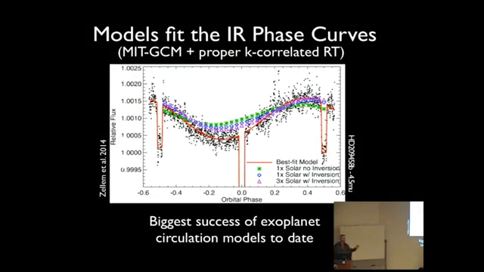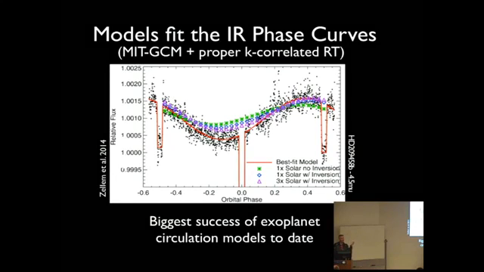This has been measured, this is just 4.5 micron, but we have phase curves at different wavebands, and the model, I would say, does a decent or good job, it depends on your point of view. It actually does a decent job at predicting the different phase curves in different wavelengths. Yeah, so it's working, it's really encouraging.